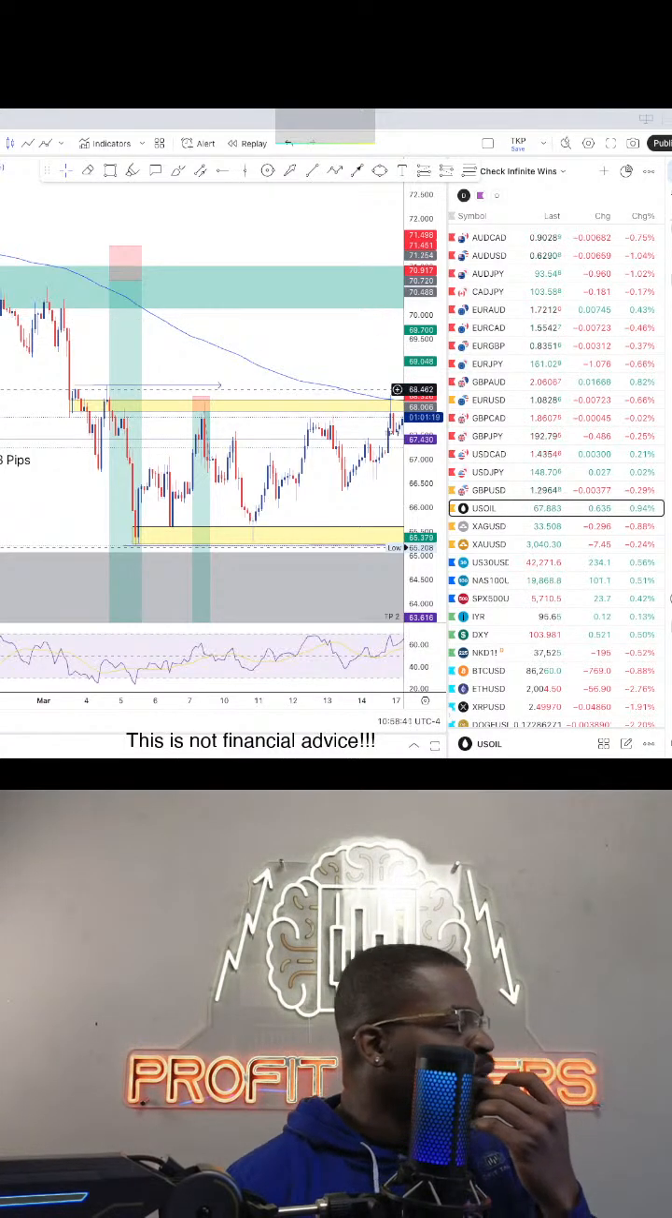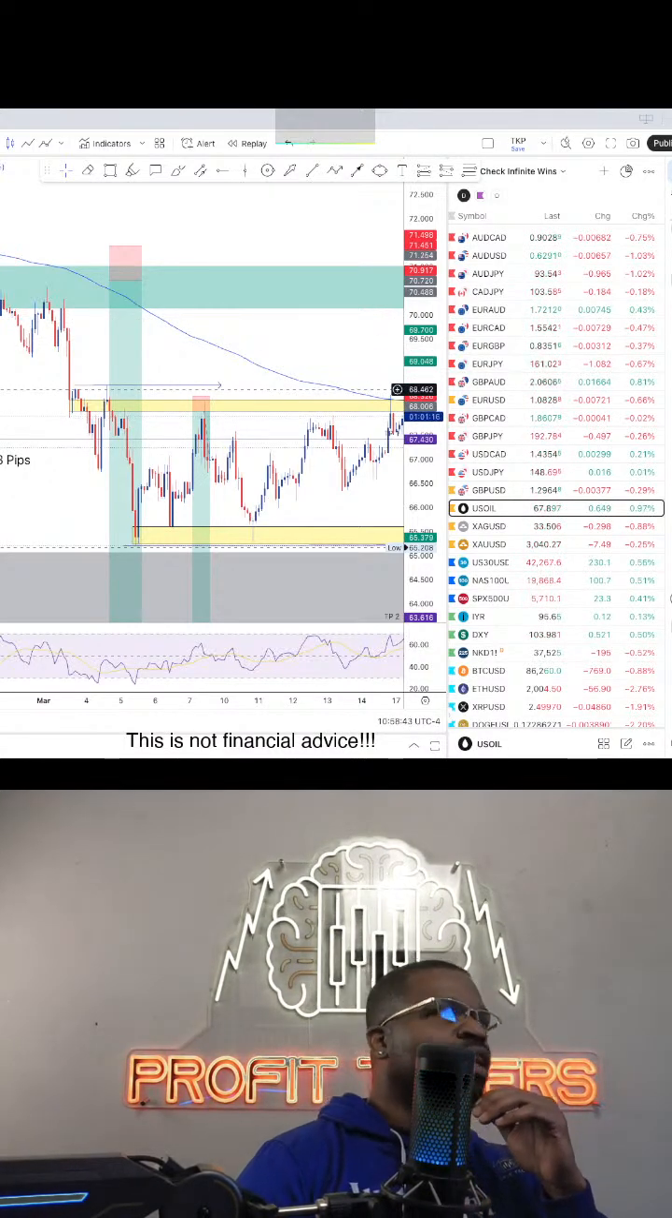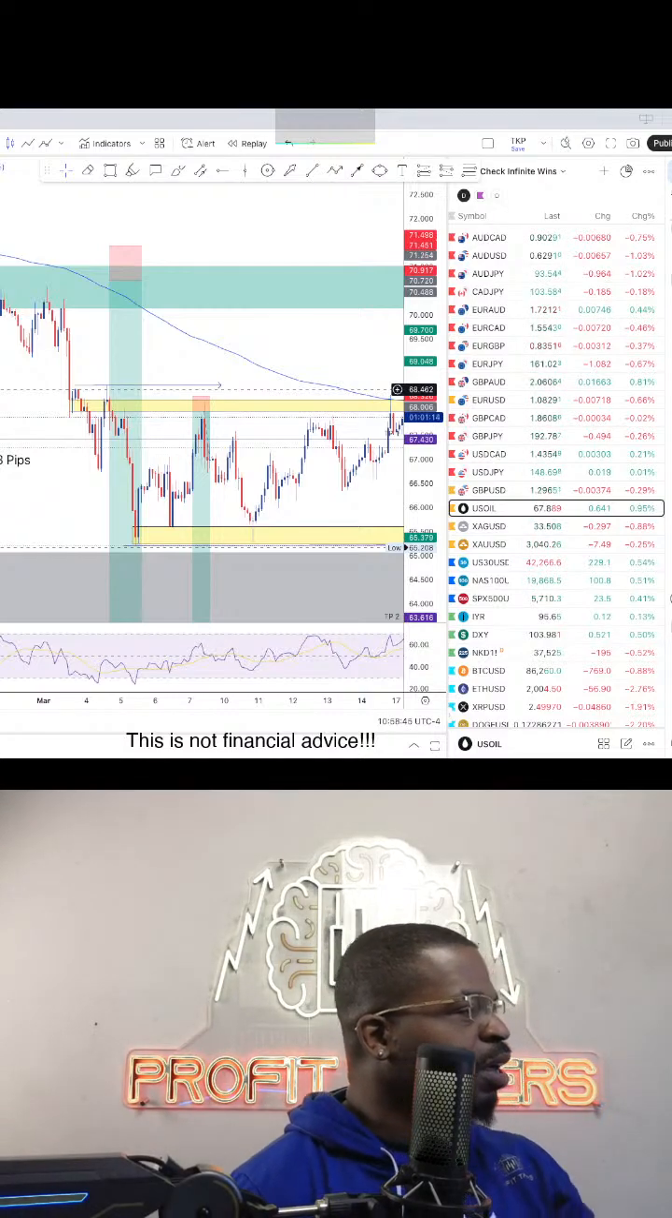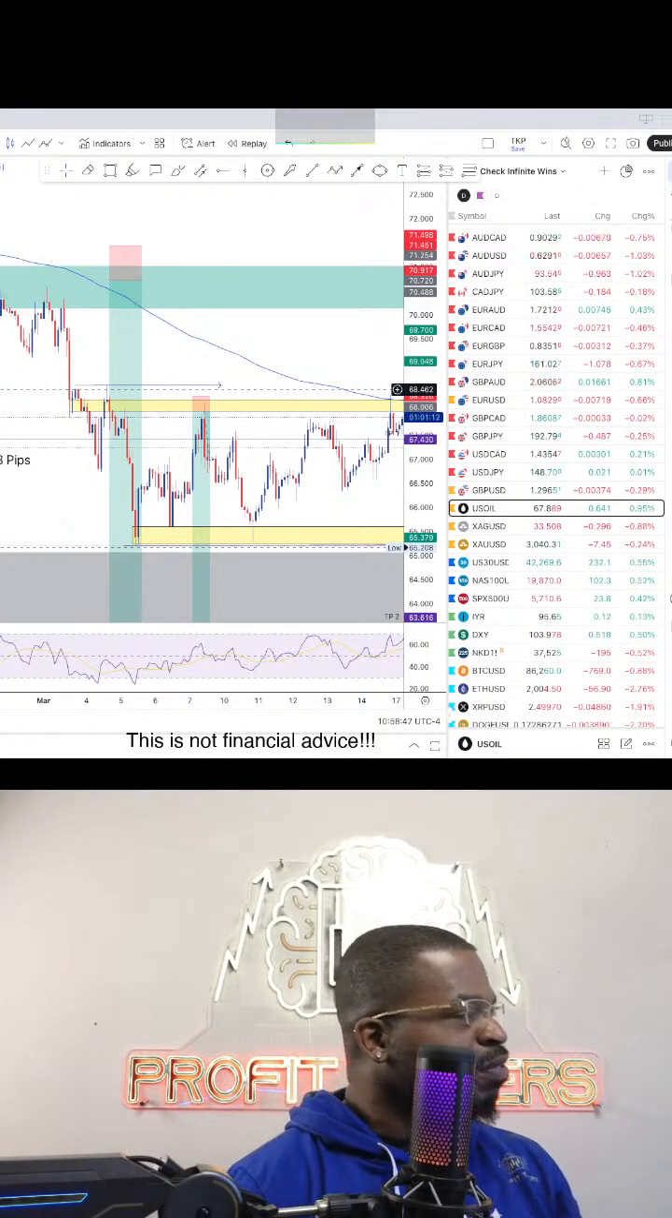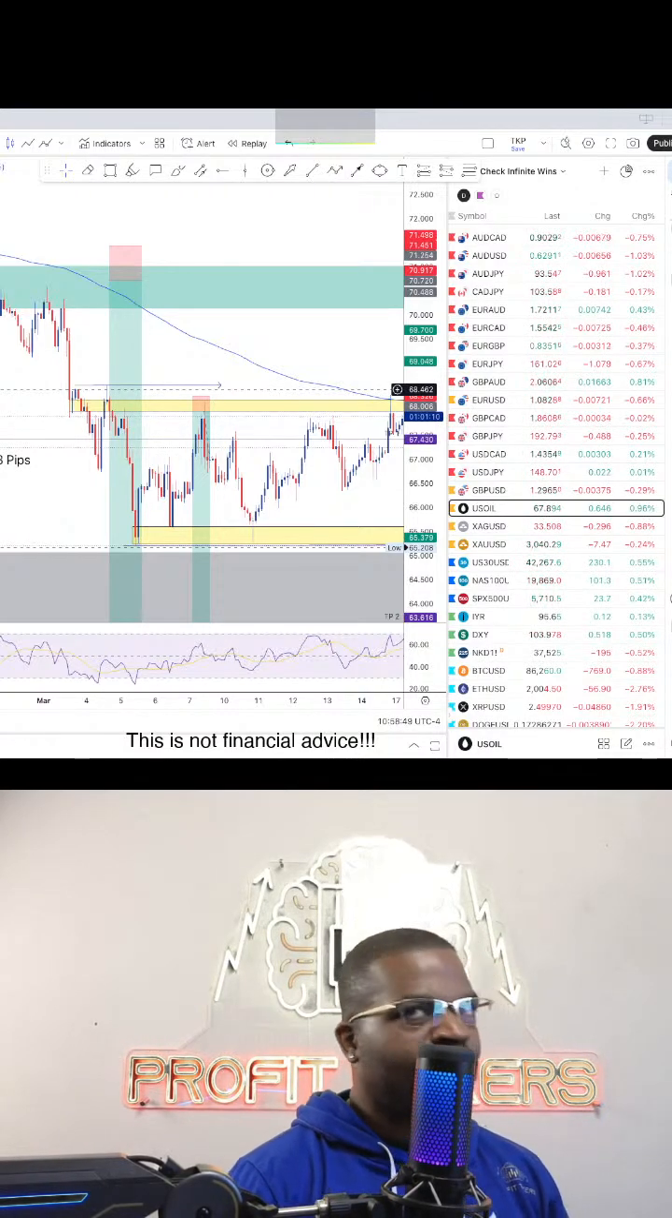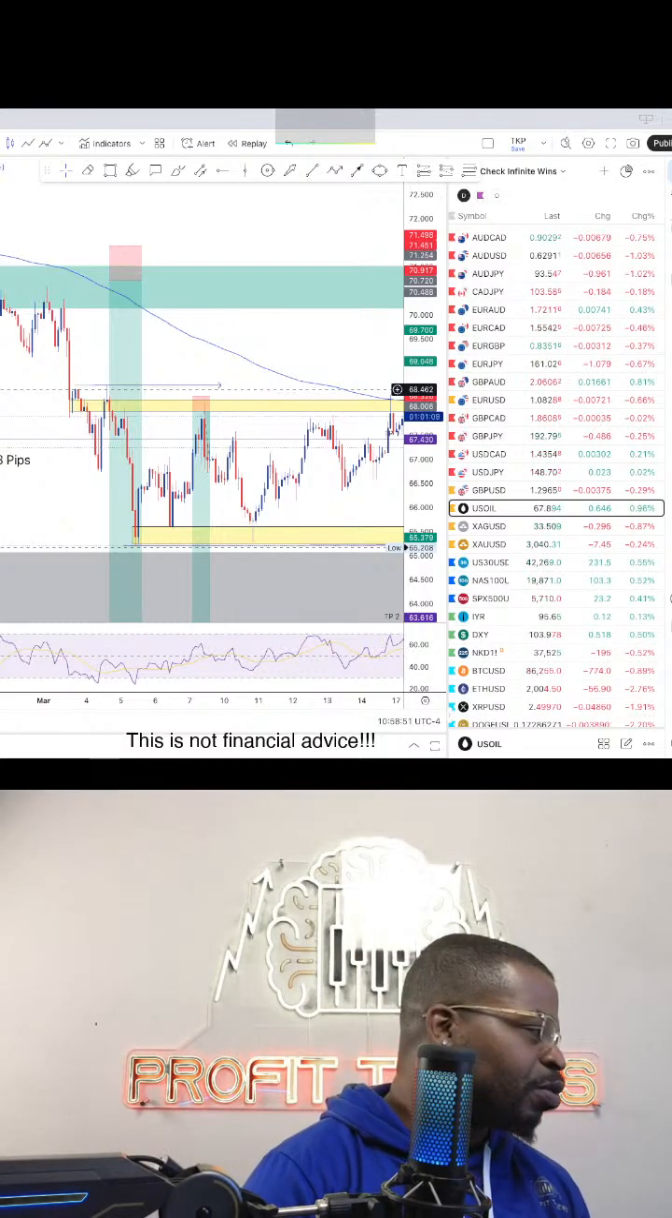Which exchange do I use? I use TradeLocker because it reflects TradingView, and I can use the same drawing tools, which is cool for me.